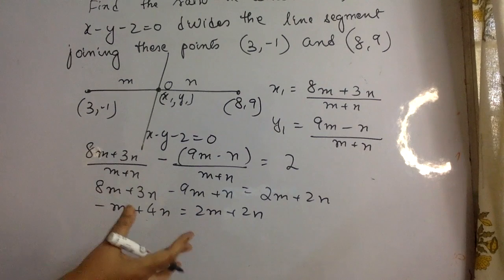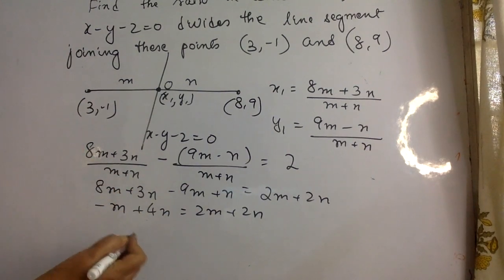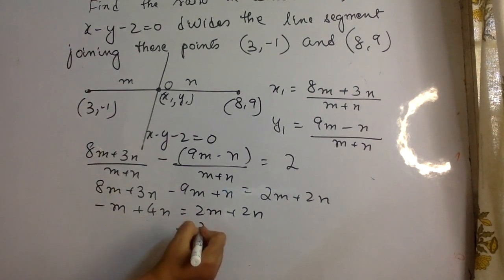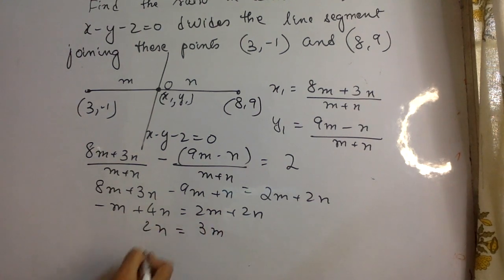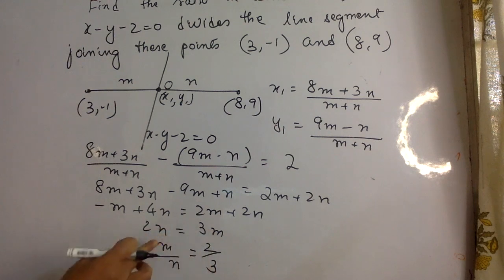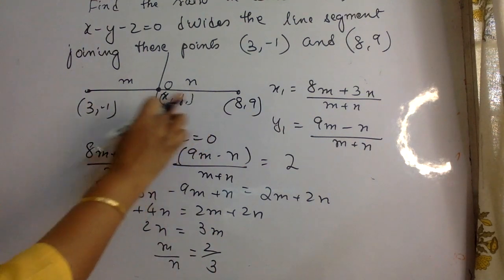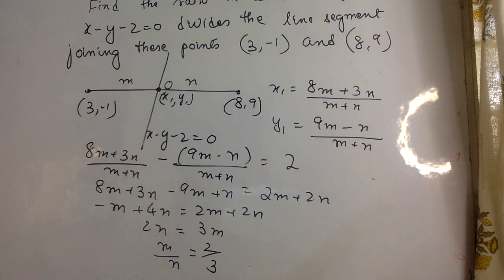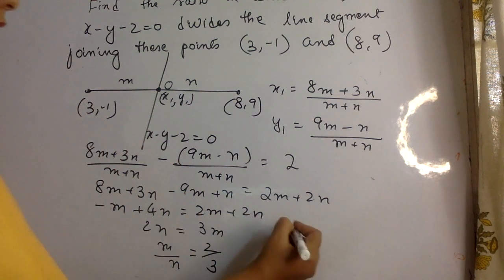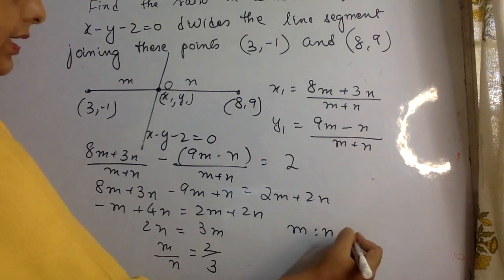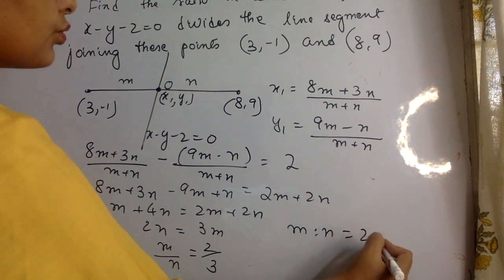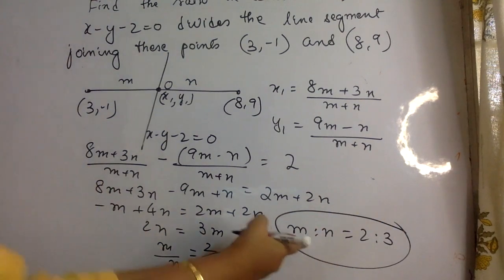So I'm just doing a linear equation, but then there are two variables. Here, bring this m this side, 3m, bring this side, 2n. m by n is 2 by 3. So m by n is 2:3. So now I have got the ratio. This ratio is 2:3, and that is exactly what they had asked. The line joining the 2 points is cut in the ratio 2:3. So this is your answer.